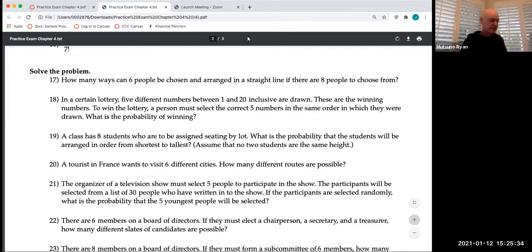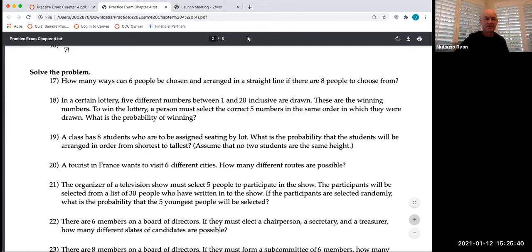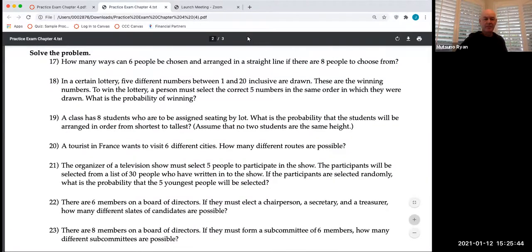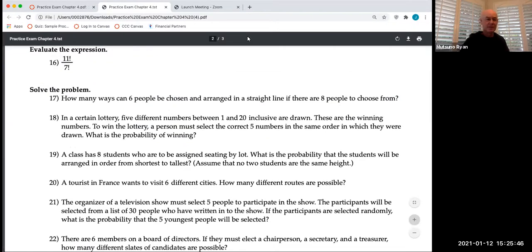Hey there, this is the last part of chapter 4 practice exam. This includes the counting portions. That's problems 16 through 23. I'm going to assume that you have this document already, and I'm going to flip the camera and walk us through it. This is mostly just calculator work.